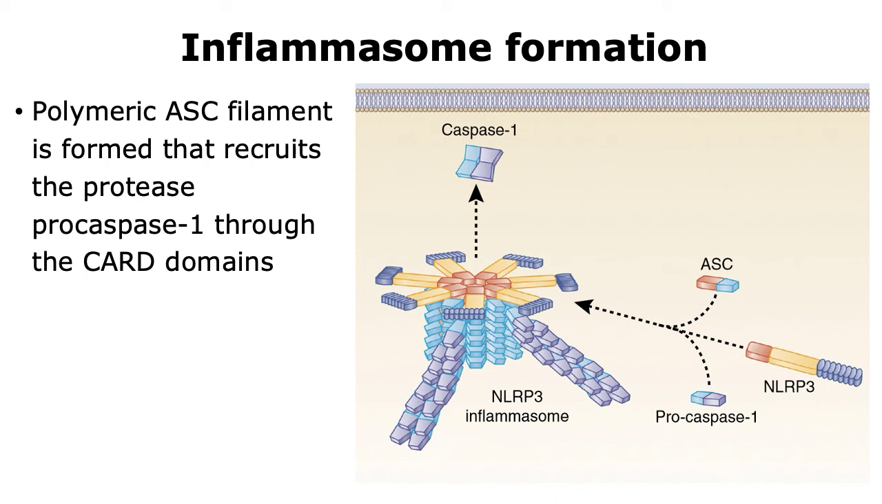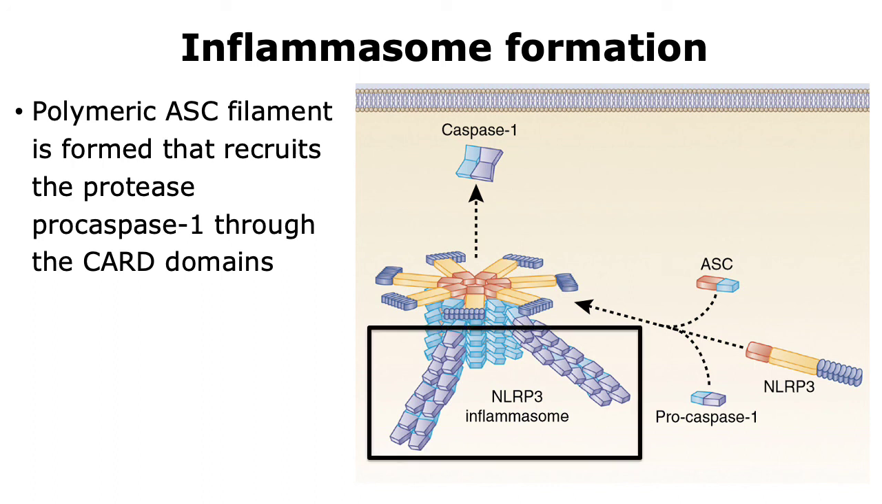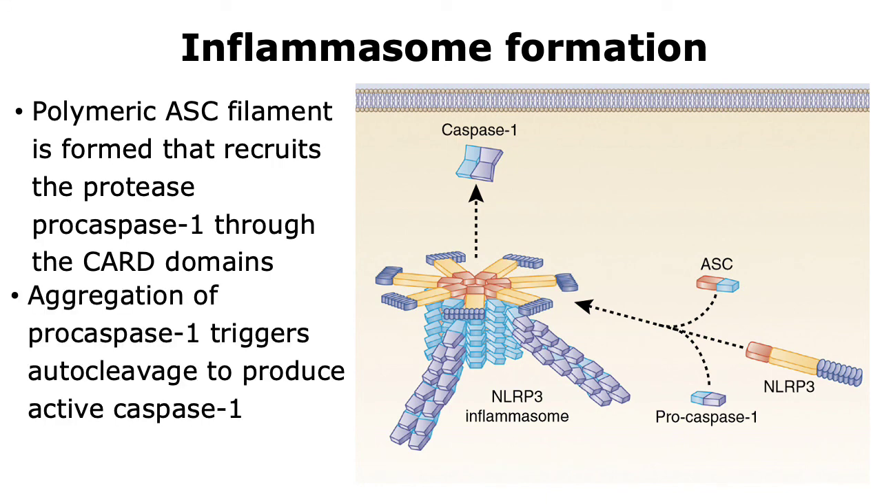The recruitment of different ASC molecules results in the formation of a polymeric ASC filament, and this polymeric ASC filament is able to recruit the protease procaspase 1 through CARD domain interactions. Now, when procaspase 1 is recruited, there are many molecules of it recruited, and thus we see aggregation of procaspase 1. This aggregation of procaspase 1 results in autocleavage, which means it's able to cleave itself to form the activated form of caspase 1, which is a proteolytic enzyme.